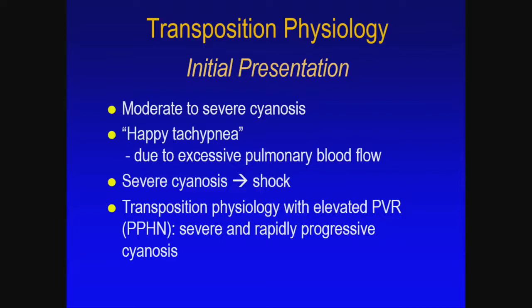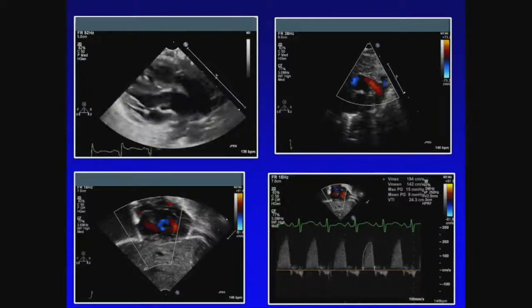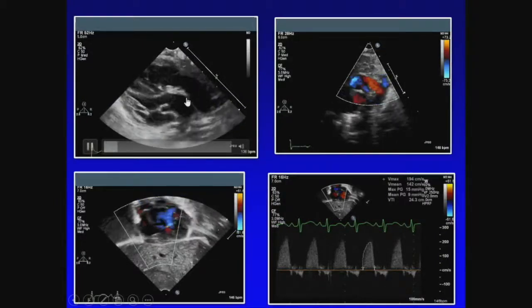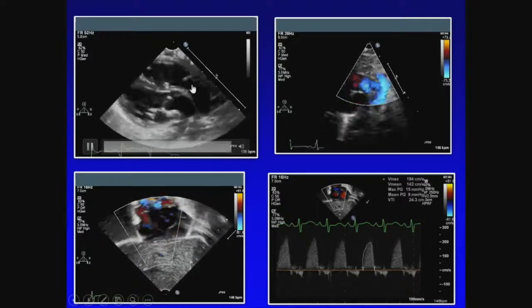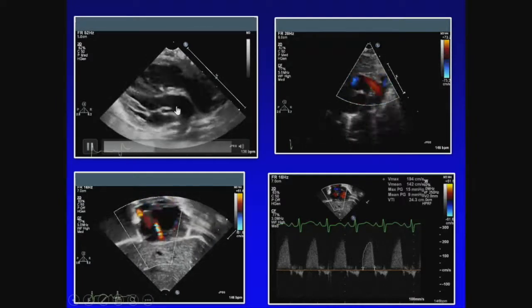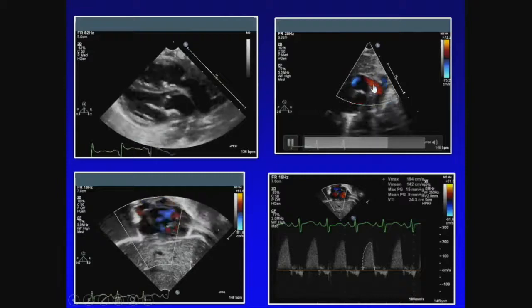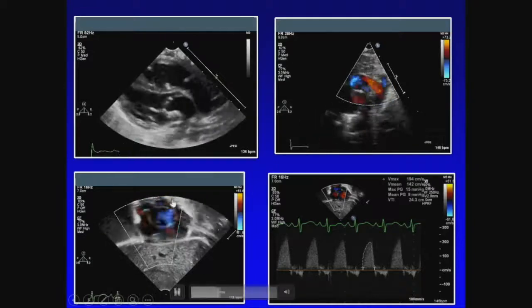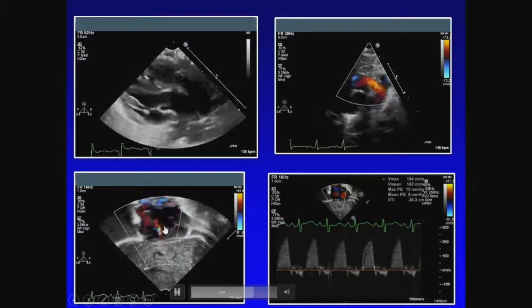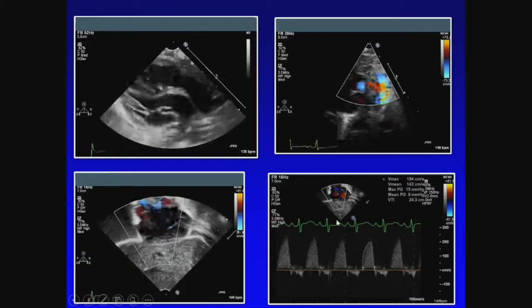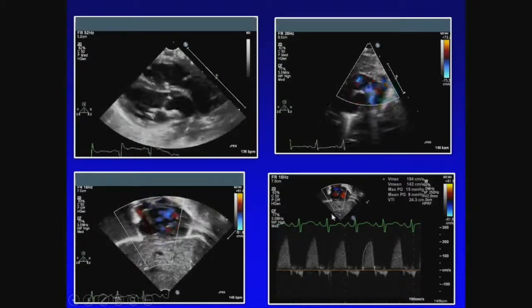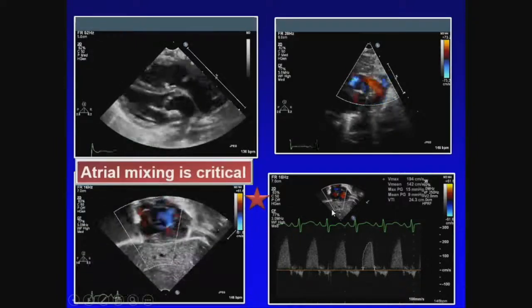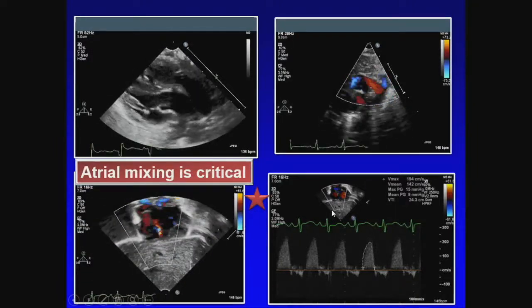Transposition patients often have elevated pulmonary pressures and they can have PPHN, okay? We all know the transposition echo. If you don't, I will be worried at this stage. But parallel arteries, PDA that is bidirectionally shunting, you have a restrictive atrial septum. In this picture, there's a high mean gradient across the atrial septum, not the peak. You know this patient has restrictive atrial septum. Atrial mixing is critical, okay?